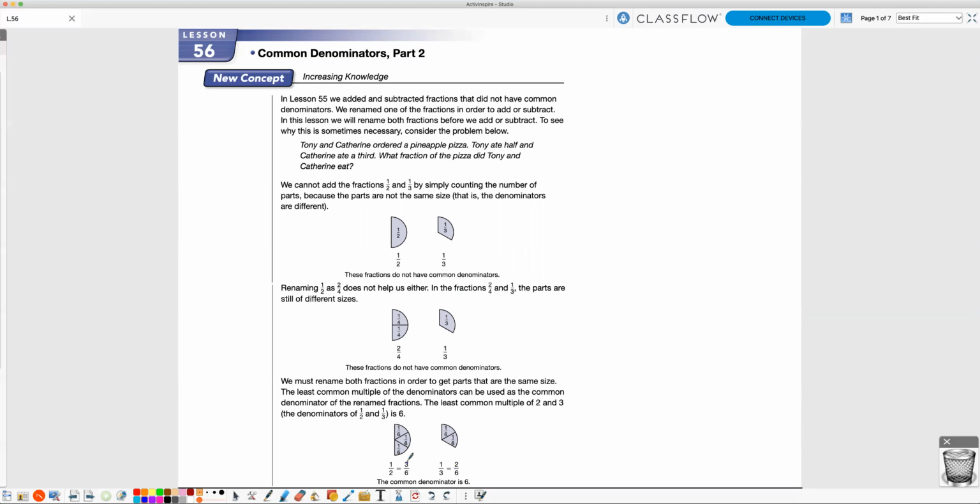Now you have an equivalent fraction of 1/2 as this and an equivalent fraction of 1/3 as this. And now that you have 3/6 and 2/6, you can add those together. And you'd end up with 5/6 as the completed amount. So if we were to transfer this amount over to here, if we added those two together, we would end up with 5/6 as the total.